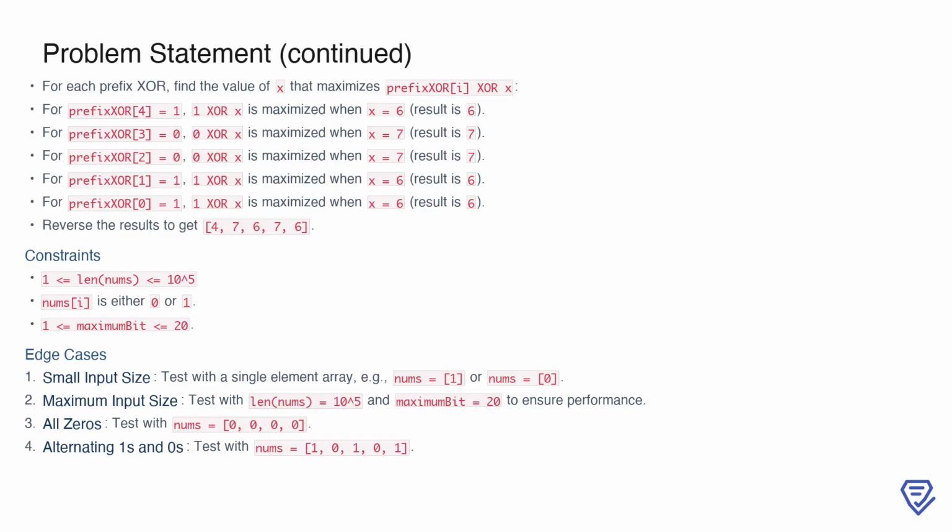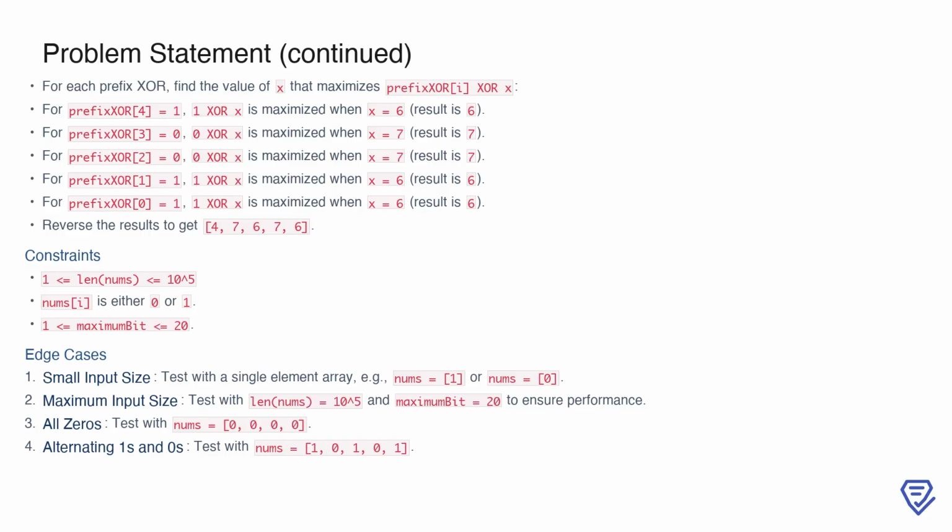For prefix XOR 5, which equals 1, 1 XOR x is maximized when x equals 6, giving a result of 6. For prefix XOR 4, which equals 0, 0 XOR x is maximized when x equals 7, giving a result of 7. For prefix XOR 3, which equals 0, the result is also maximized at x equals 7, giving 7. For prefix XOR 2, which equals 1, the result is maximized at x equals 6, giving 6. Finally, for prefix XOR 1, which equals 1, the result is again maximized at x equals 6, giving 6. Reversing these values gives the final output array 6, 7, 7, 6, 6.